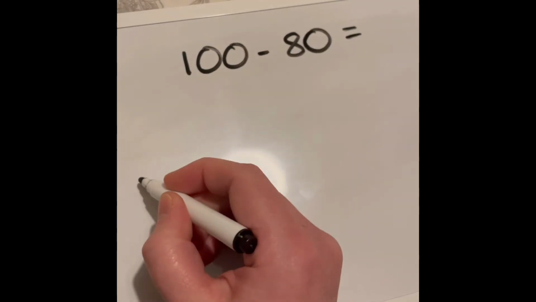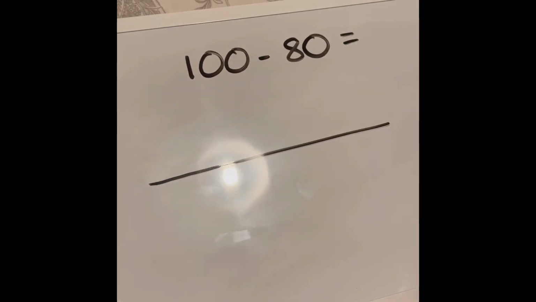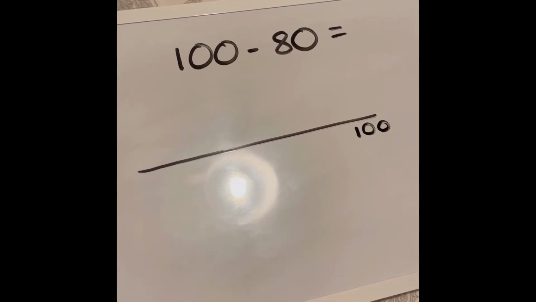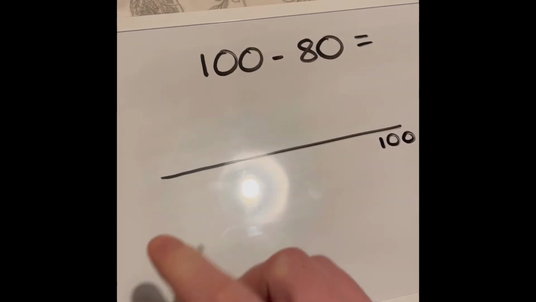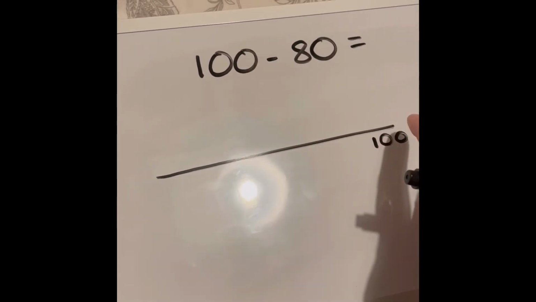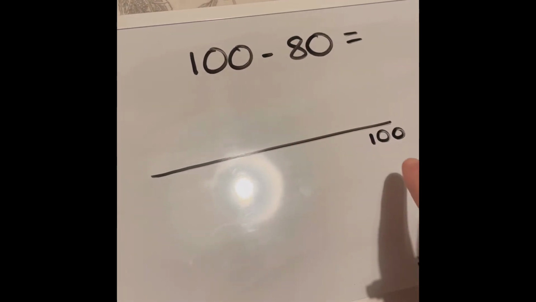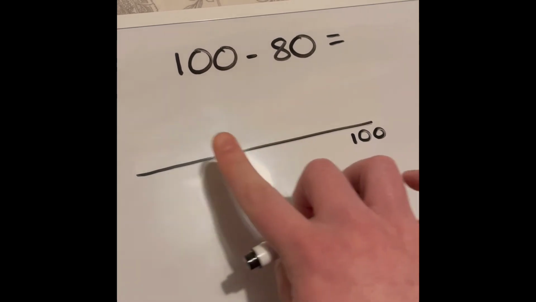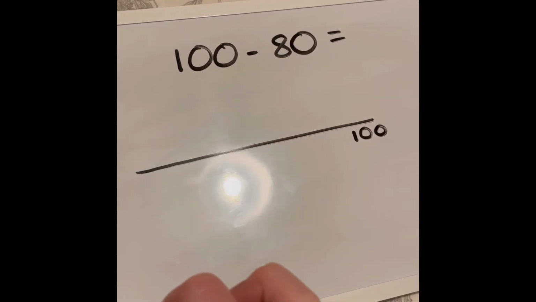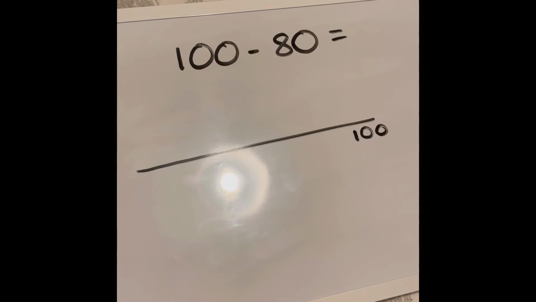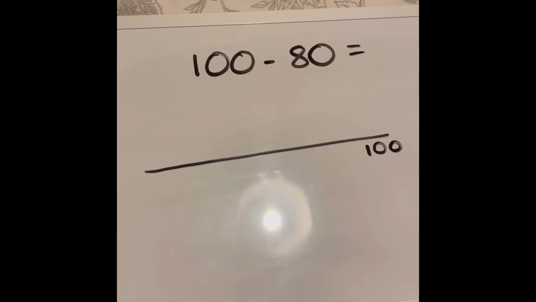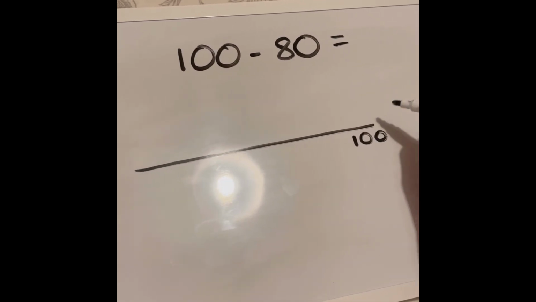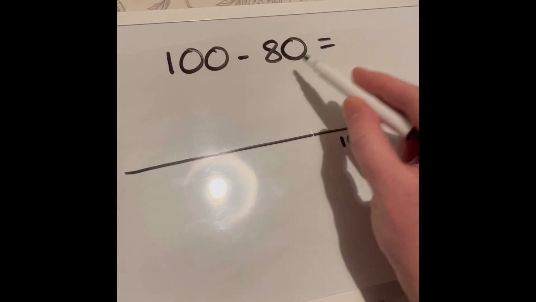I'm going to draw out my empty number line and put 100 here. If you were doing an addition question using a number line, you might want to start at this side, but because we're counting back, I'm going to put my highest number here, which is 100, and count back 80. I'm going to count in tens because I'd like you to be able to practice counting back and forward in tens. So we're going to count back from 100, counting back in tens to subtract 80.